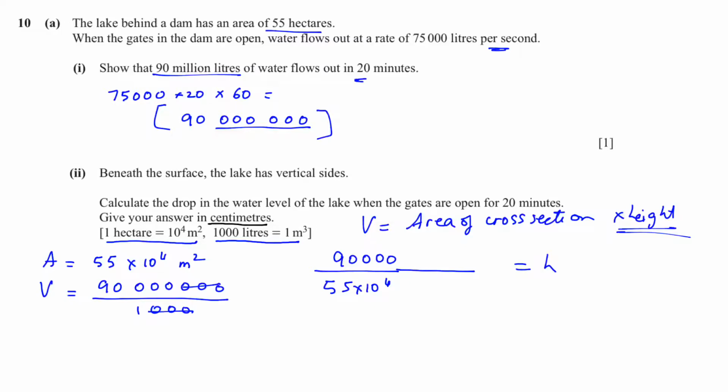But all of this is in meters. If you want to change it to centimeters, you have to multiply by 100. Now put this whole thing together in the calculator, and we will get the height as 16.36. Round it to one decimal place. 16.4 centimeters is our height.